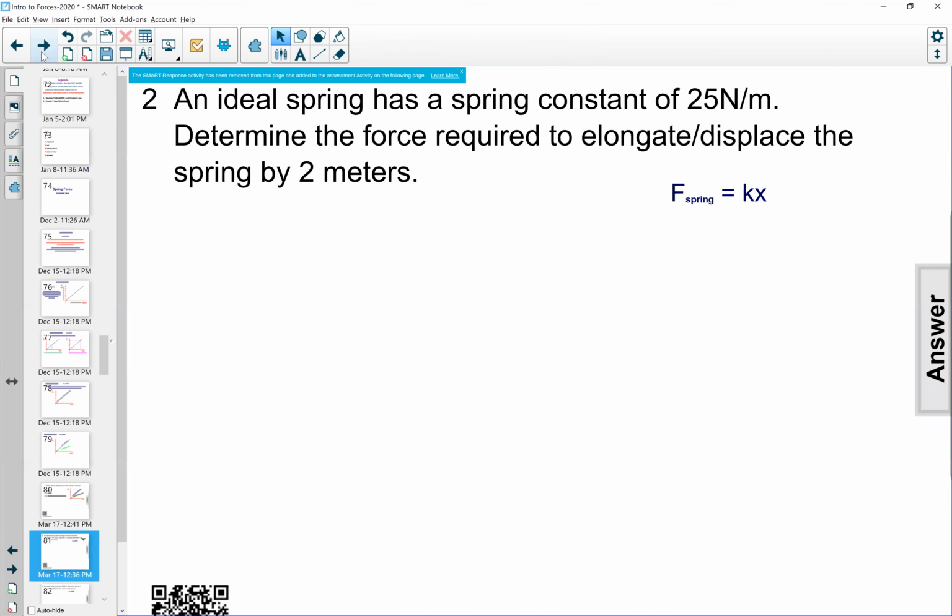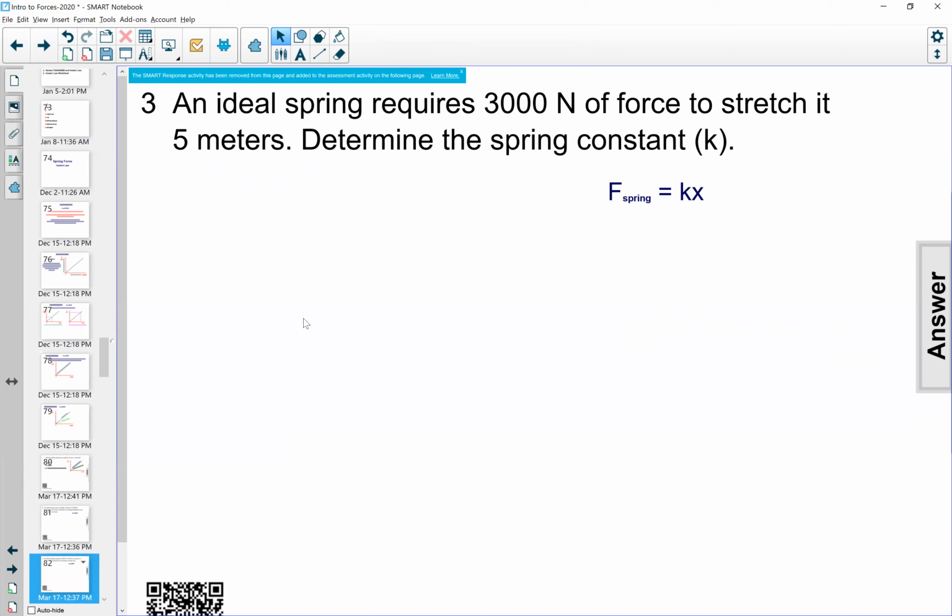All right, just two more quick ones to finish our review. An ideal spring requires 3,000 newtons of force to stretch it 5 meters. Determine the spring constant. So go ahead and figure it out. Put it in the chat.